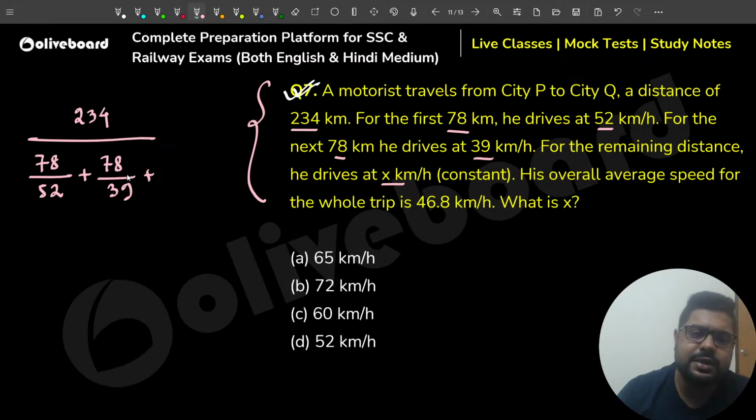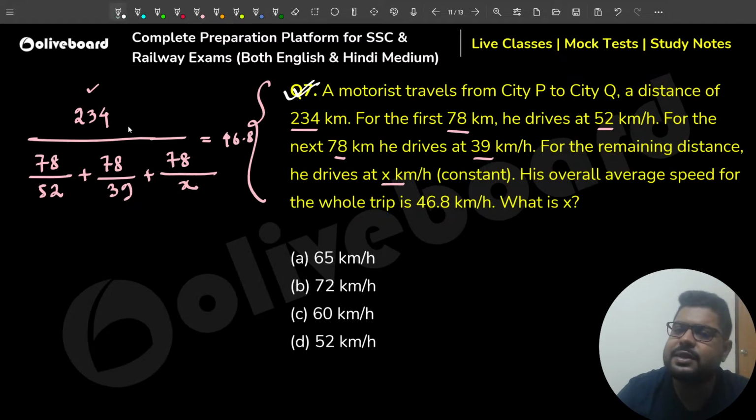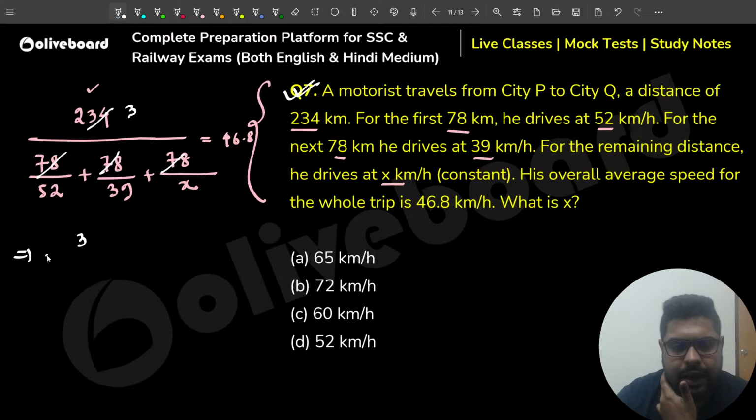Achha, how much is remaining? It is one third, one third, one third actually. So the remaining will also be another 78 at this speed. That is given to you as 46.8. That is your simple equation. Let's solve. 78 is common, and I can cancel it with 3.